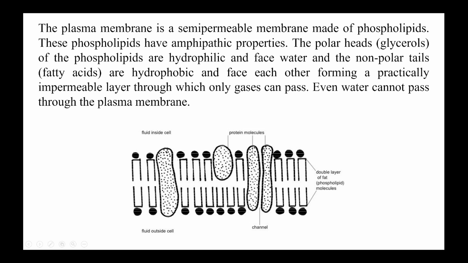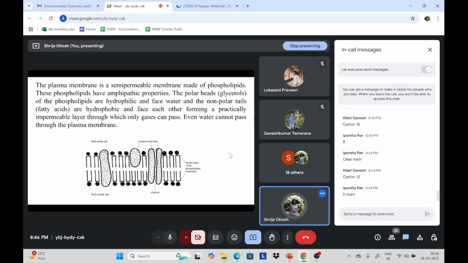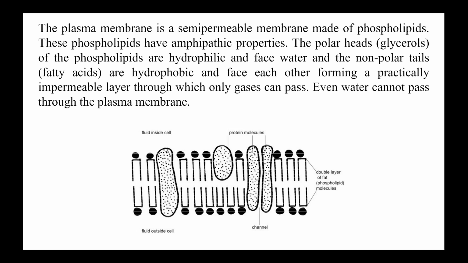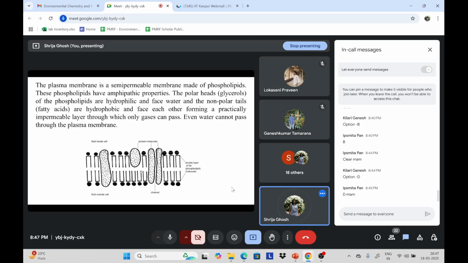So this is a semi-permeable phospholipid bilayer. You can see the polar head groups made with black color and the fatty acid chains that are shown with straight lines, and you have certain proteins that are embedded in this membrane. Understood?